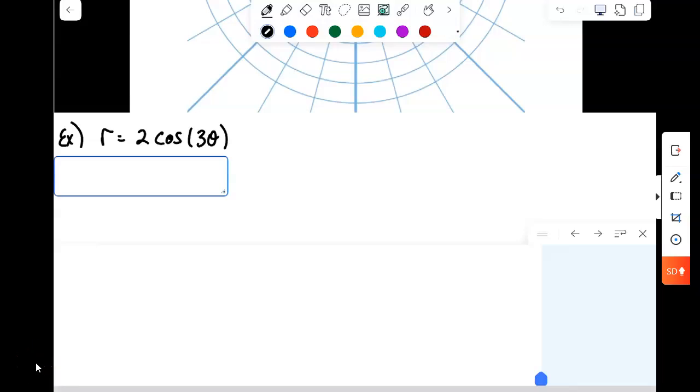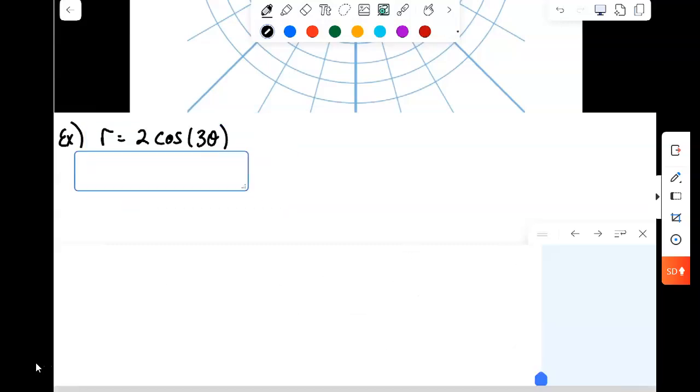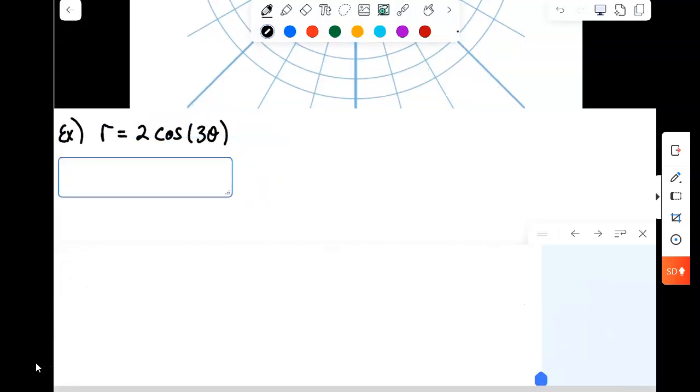All right, so welcome back. So now we want to look at one that's probably going to be a little more work to graph, and that is r equals 2 cosine of 3 theta.